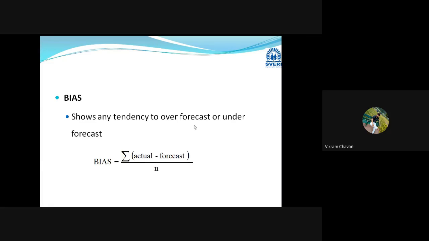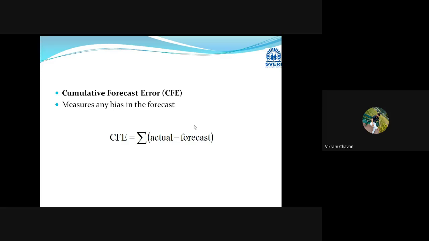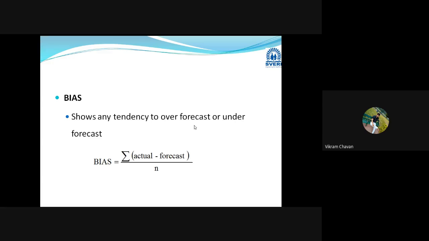Have you written the previous formulas: cumulative error, then the mean absolute deviation? Mean absolute deviation, then cumulative forecasting. Then bias. The third one is bias. Write down the formula for bias. Bias is equal to summation of actual minus forecast, that is, summation of error, whole divided by n. N is nothing but the total number of periods, or total number of errors.